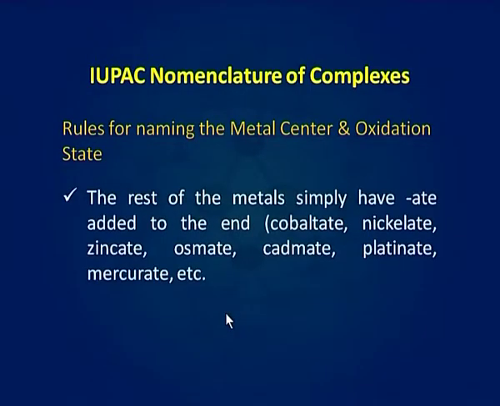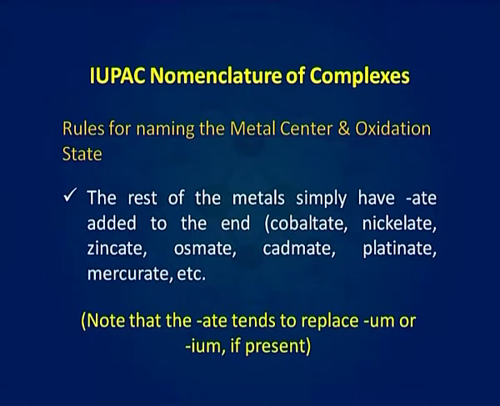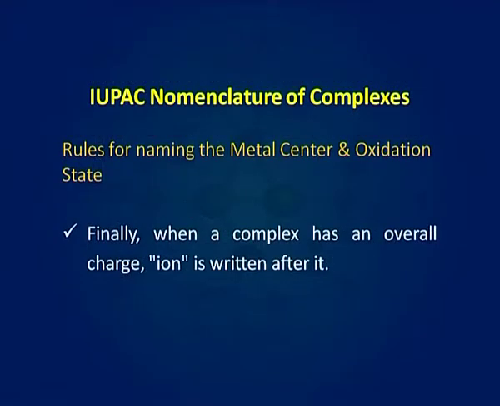The rest of the metals simply have -ate added to the end. For example, cobaltate, nickelate, zincate, osmate, cadmate, platinate, mercurate, etc. You must note that -ate tends to replace -um or -ium if present. Finally, when a complex has an overall charge, ion is written after it.